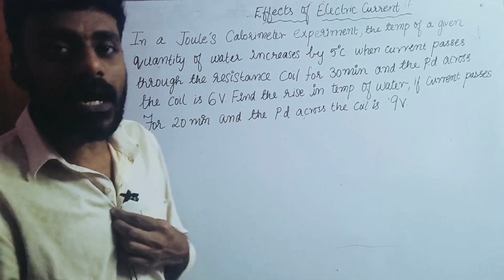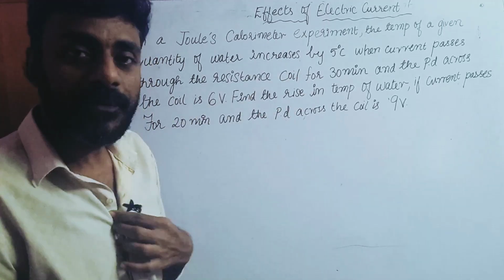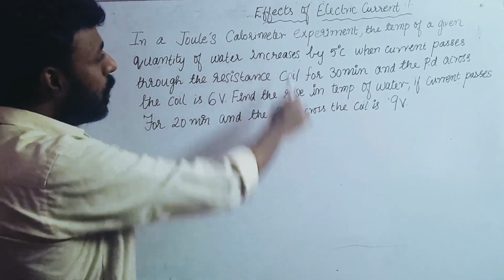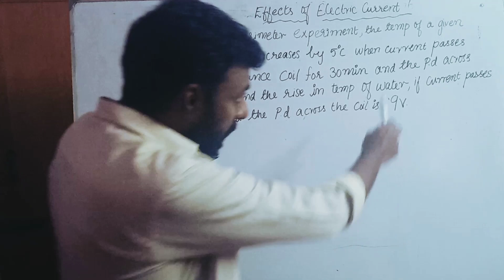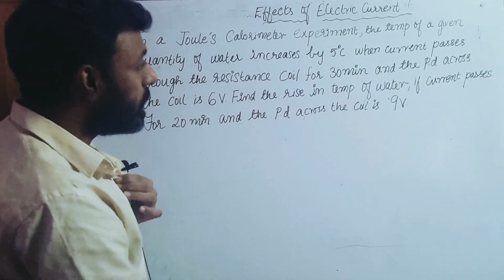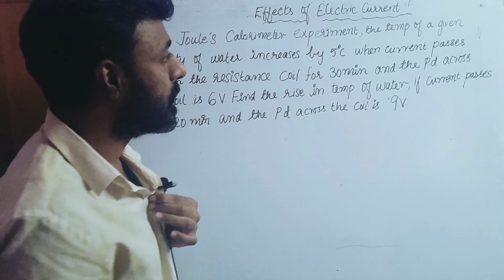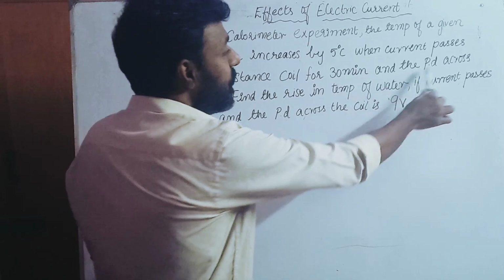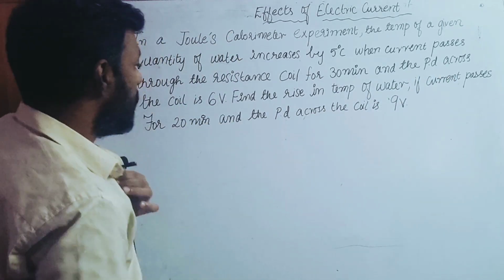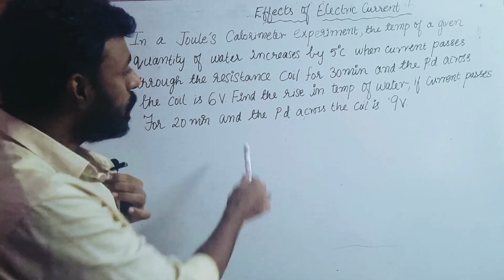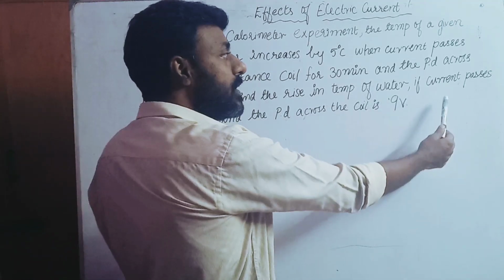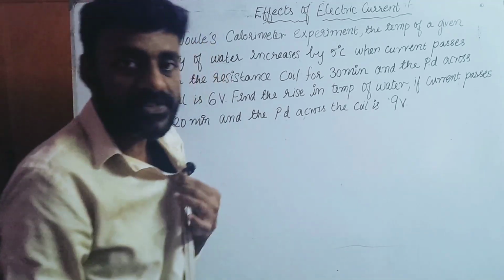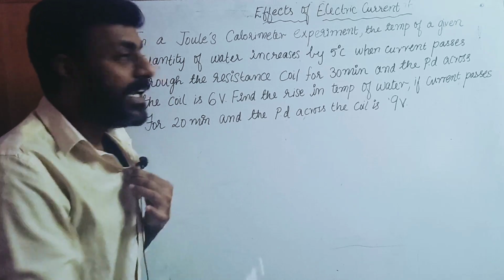Today we are going to discuss a numerical problem in the lesson effects of electric current. In a Joule's calorimeter experiment, the temperature of a given quantity of water increases by 5 degrees Celsius when current passes through the resistance coil for 30 minutes and the potential difference across the coil is 6 volt. So we need to find the rise in temperature of water if current passes for 20 minutes and the potential difference across the coil is 9 volts. So this is the question. So we need to solve it.